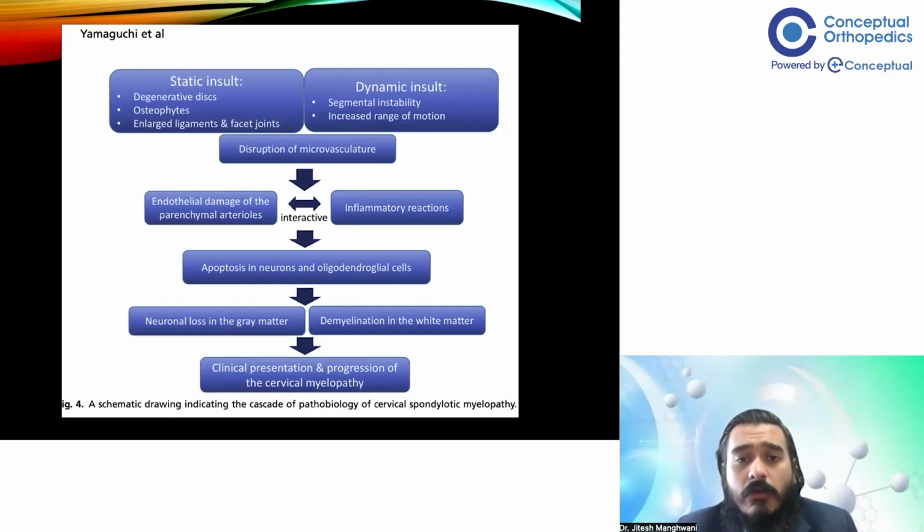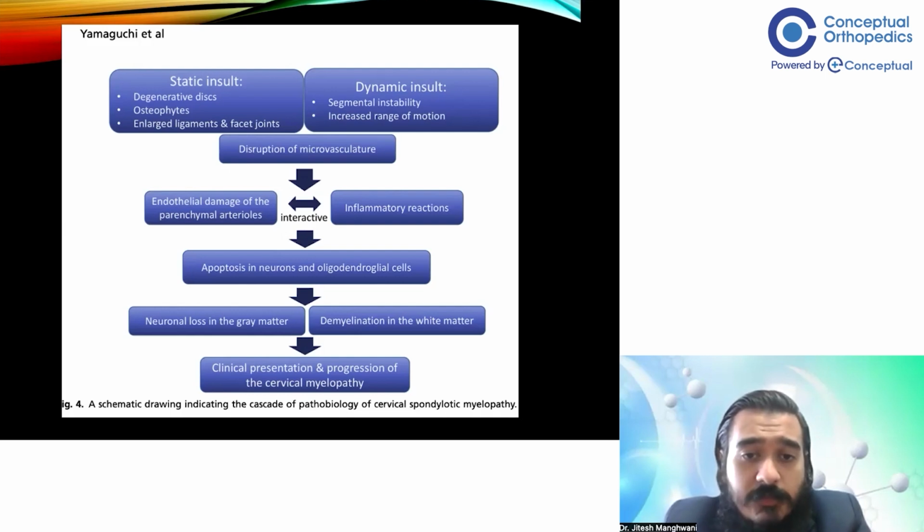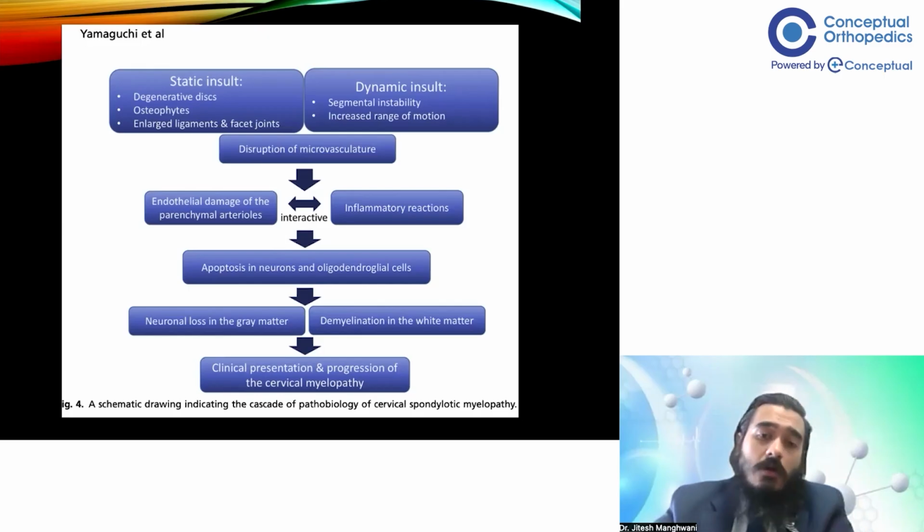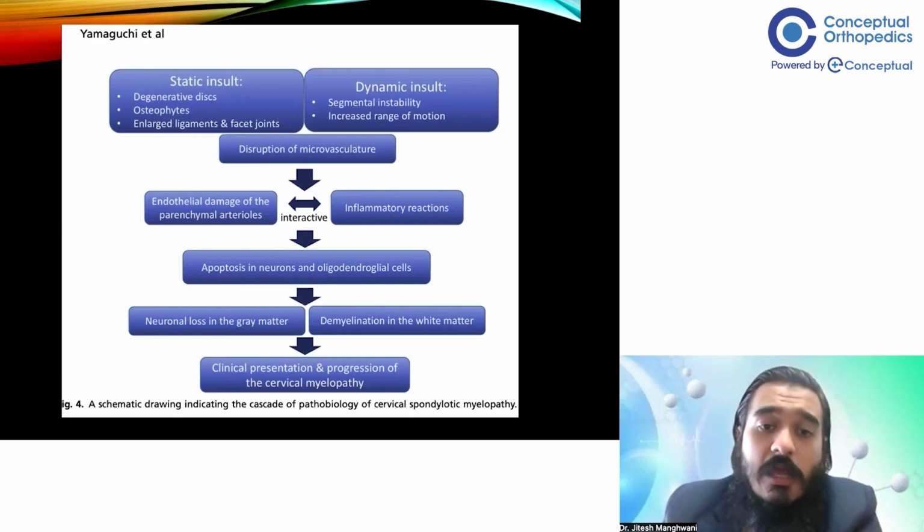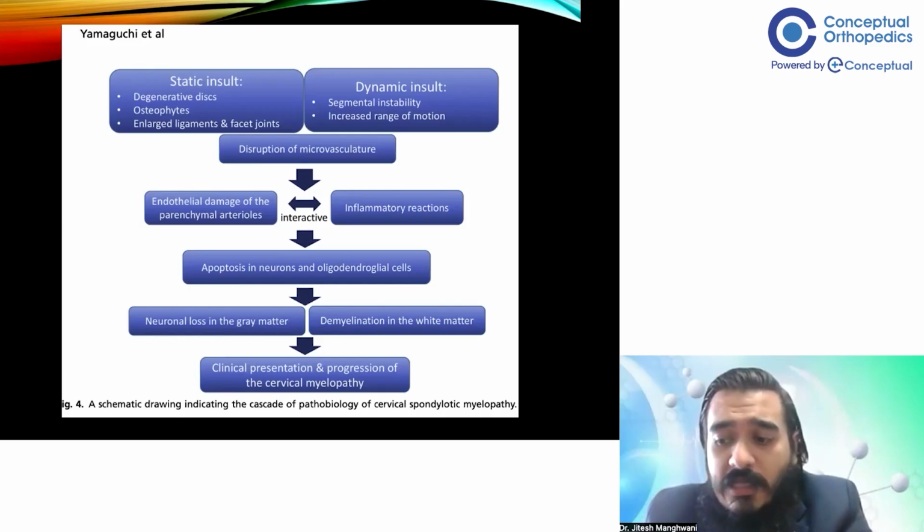On the microscopic level, the endothelial damage of the arterioles would happen, and a lot of inflammation would be created, which results in apoptosis of the neurons and the oligodendroglial cells. This apoptosis causes neuronal loss in the gray matter and demyelination of the white matter. That gives us the clinical presentation and the progression of myelopathy. As we know, characteristically, whenever we talk about the loss of neurons, or damage to these neural cells, they never regenerate.